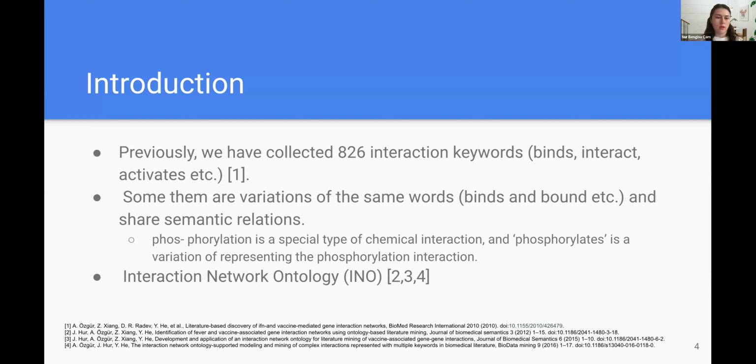The Interaction Network Ontology is a literature mining tool to support the ontology of these interaction keywords, and it represents the various types of these interactions.